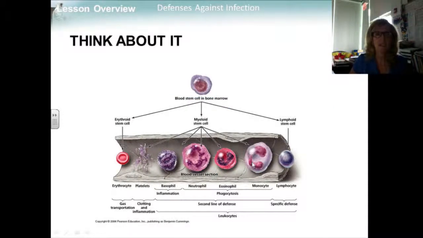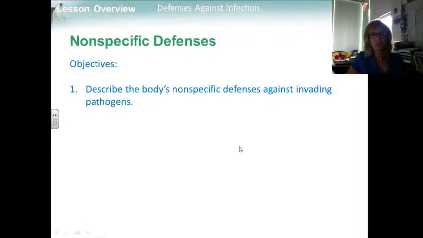So when we think about it, pathogens are all around us, right? There's viruses, there's bacteria, fungus, it's everywhere. It might seem amazing that most of us aren't sick most of the time. So why are we usually free from infections, and why do we usually recover from pathogens that do infect us? One reason is that our bodies have an incredibly powerful and adaptable series of defenses that protect us against a wide range of pathogens. So objective 1 is to describe the body's non-specific defenses against invading pathogens.